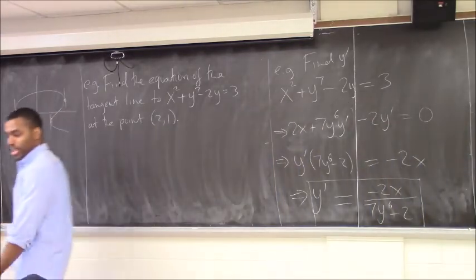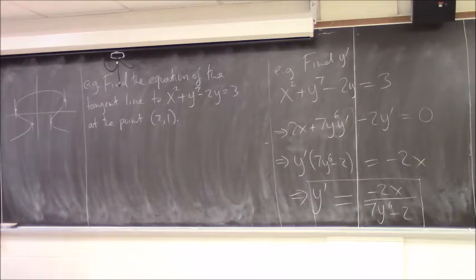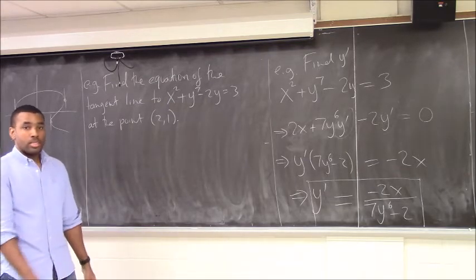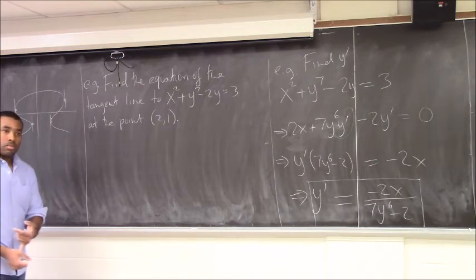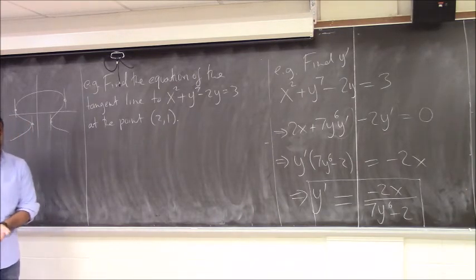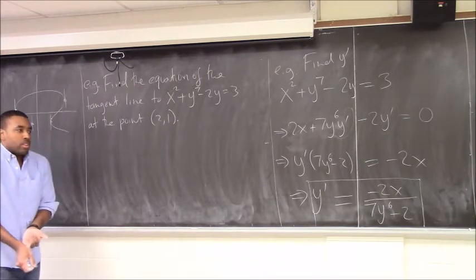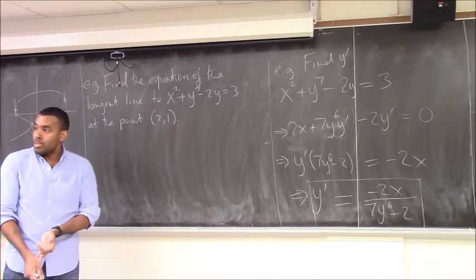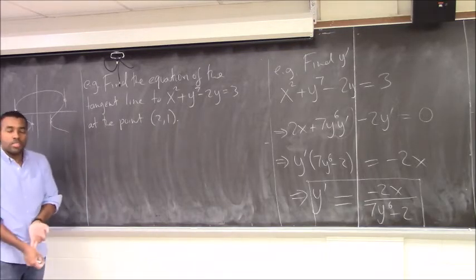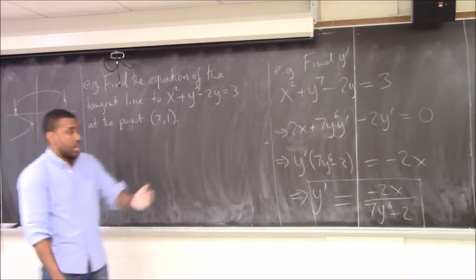You guys remember finding equations of tangent lines? What do we need to find the equation of a tangent line? We need a slope and a point. A tangent line is just a straight line, so we need all the information we need for a straight line. How do we find the slope of a tangent line? Yeah? Derivative. The derivative gives a slope for the tangent line. We actually did that here.